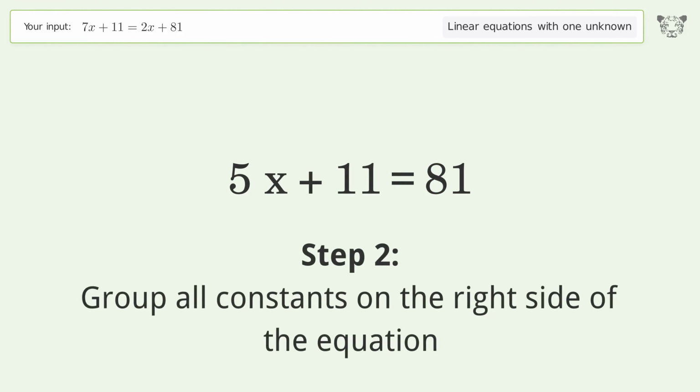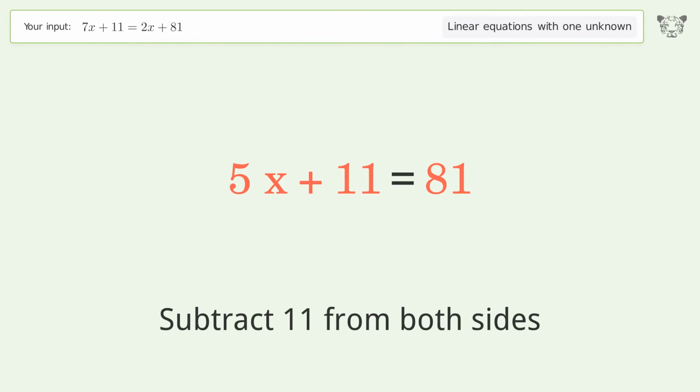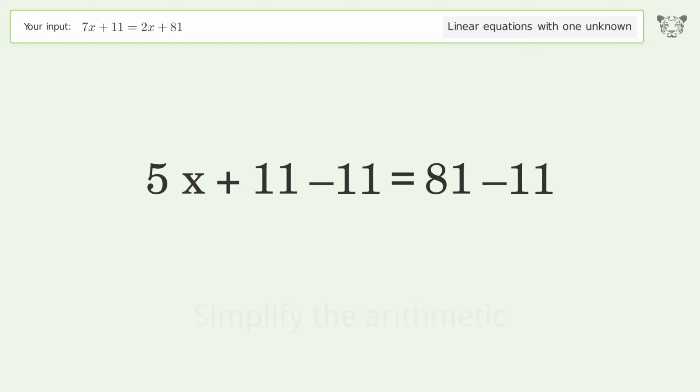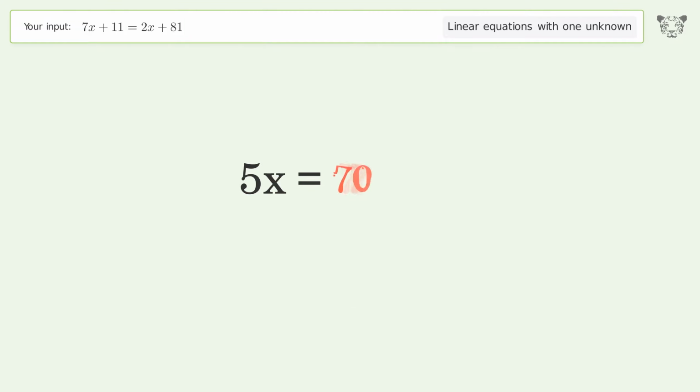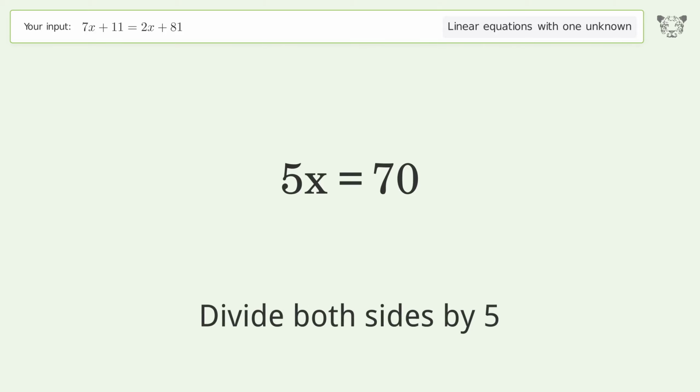Group all constants on the right side of the equation. Subtract 11 from both sides. Simplify the arithmetic. Isolate the x. Divide both sides by 5.